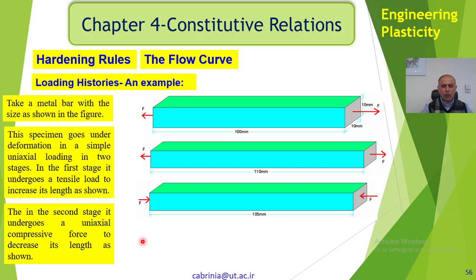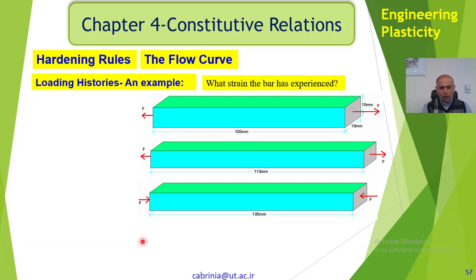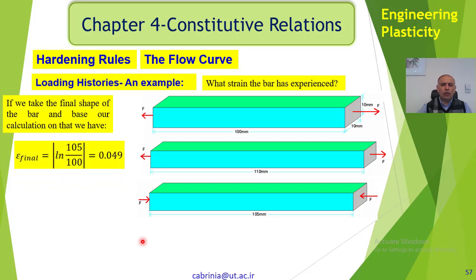With this assumption, we are going to see what strain the bar has experienced. What is the strain? The final strain. What is it? To answer this question, we say that it is correct that this has gone through a middle stage to reach the final stage. But the original length is 100 millimeter, the final length is 105 millimeter. So the final strain is 0.049.